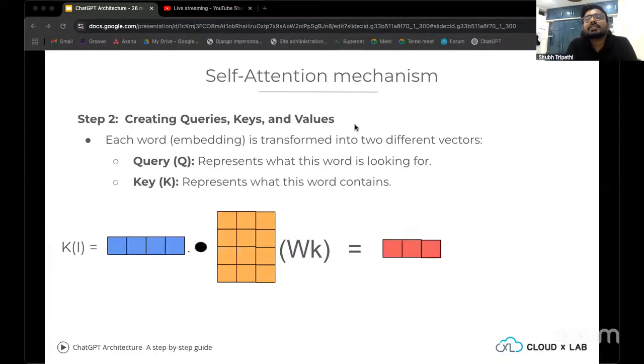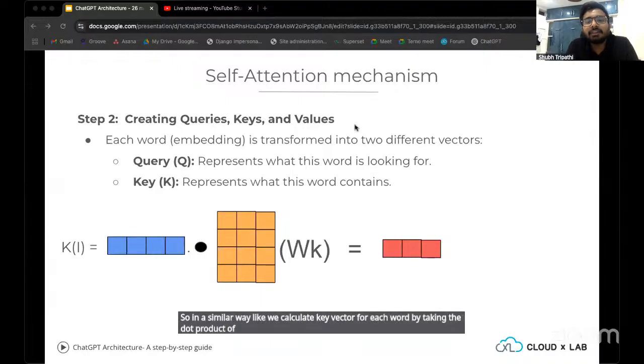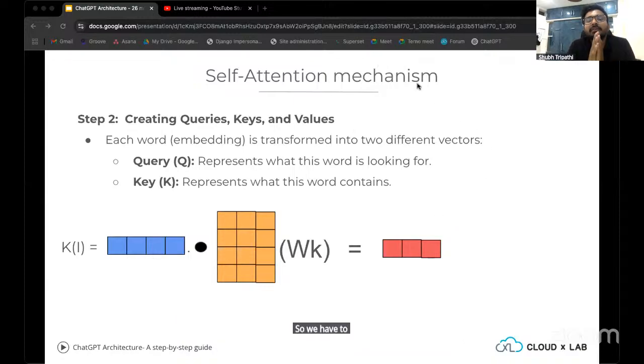In a similar way, we calculate the key vector for each word by taking the dot product of the embedding vector with the weight matrix WK. So we have to initialize two weight matrices till now, WQ and WK, and both these weights are learned during the training. So this is the whole goal of us.